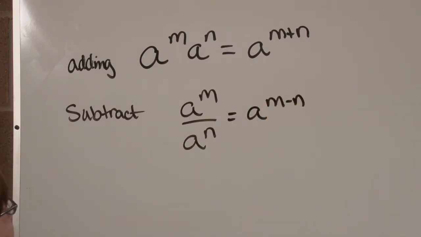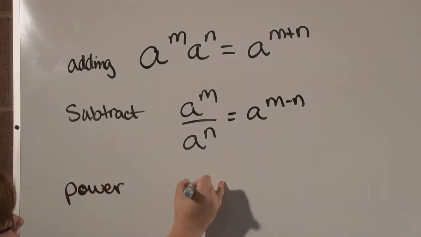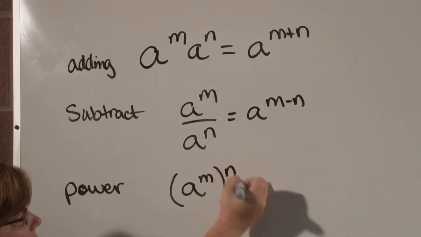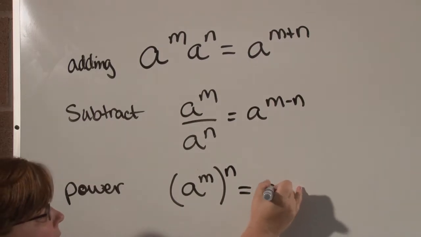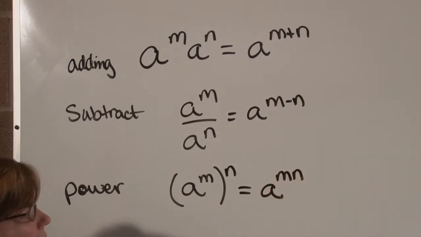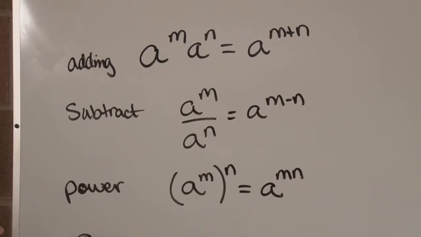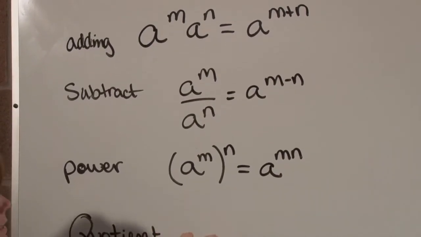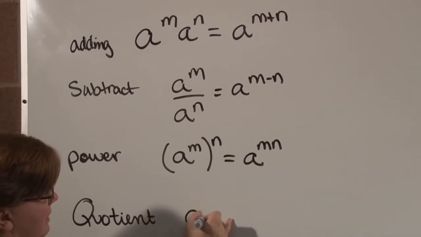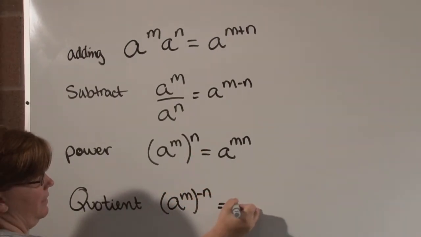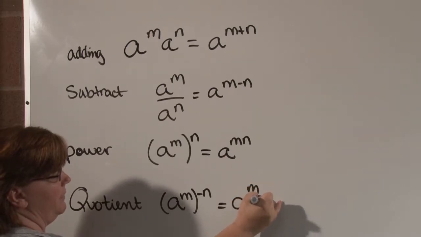We can multiply, it's actually called the power rule. If we have a to the m and that whole expression is raised to n, then that becomes a to the mn. It's kind of fun to just say that, a to the mn. All right. Then we have a quotient, which is a fancy word for division. And that happens if we have this n being a negative. Then we can divide the two.